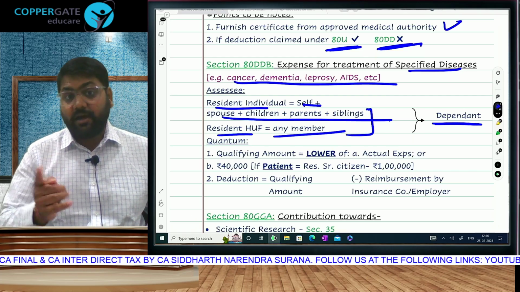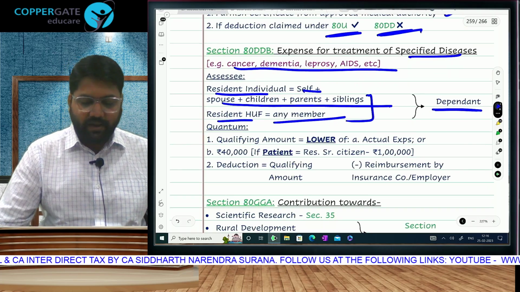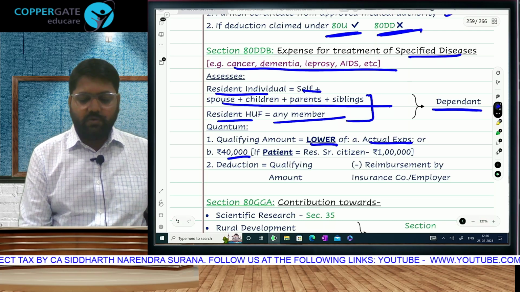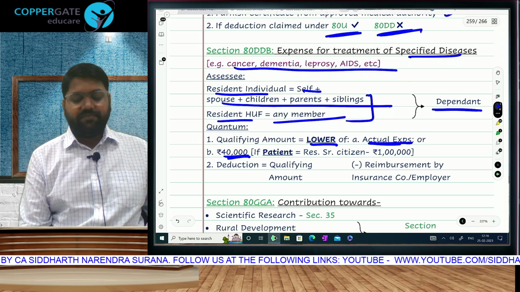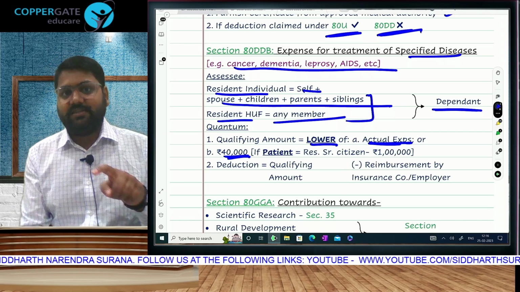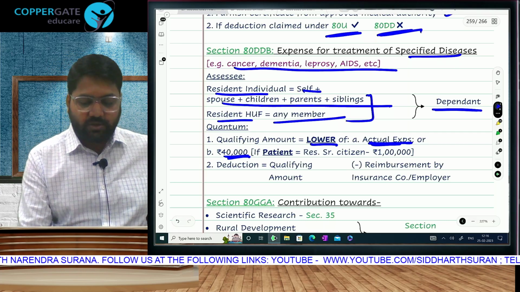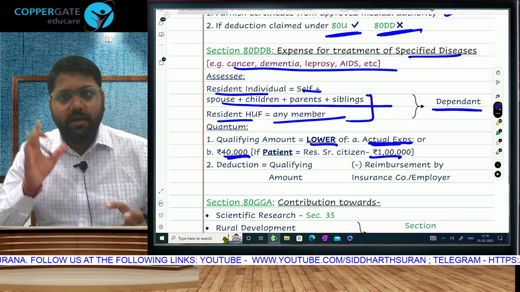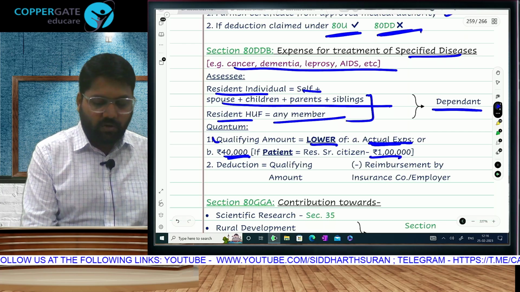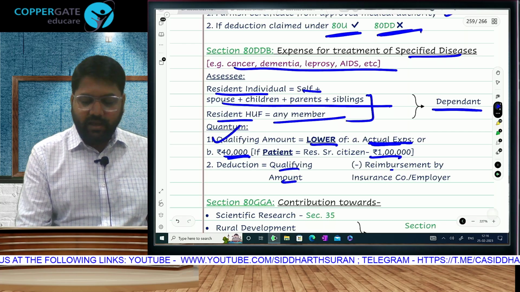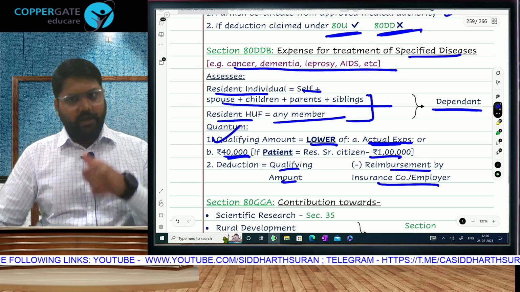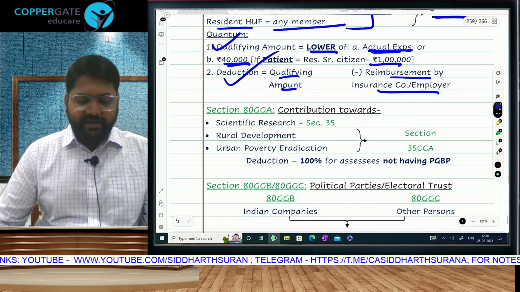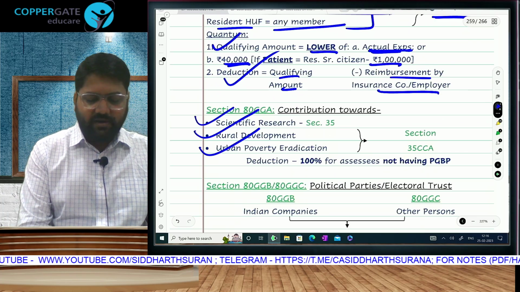First step will not be deduction. First step will be to compute the qualifying amount. Qualifying amount will be actual expense or 40,000 whichever is lower. But if the patient is a resident senior citizen, then actual expense or 1 lakh whichever is lower. From this qualifying amount, any reimbursement received from insurance company or employer will be subtracted, and that will become your deduction.